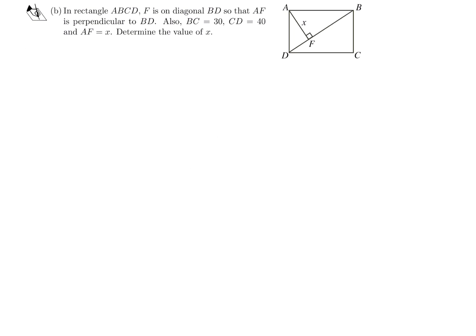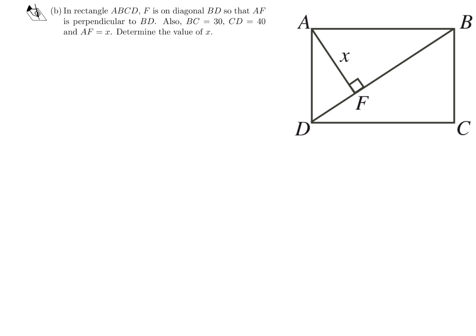In rectangle ABCD, F is on diagonal BD, so that AF is perpendicular to BD. Also, BC is 30, CD is 40, and AF is X. Determine the value of X. So let's label this. Let's call this theta, and this is obviously a right angle. So this would be 90 minus theta.